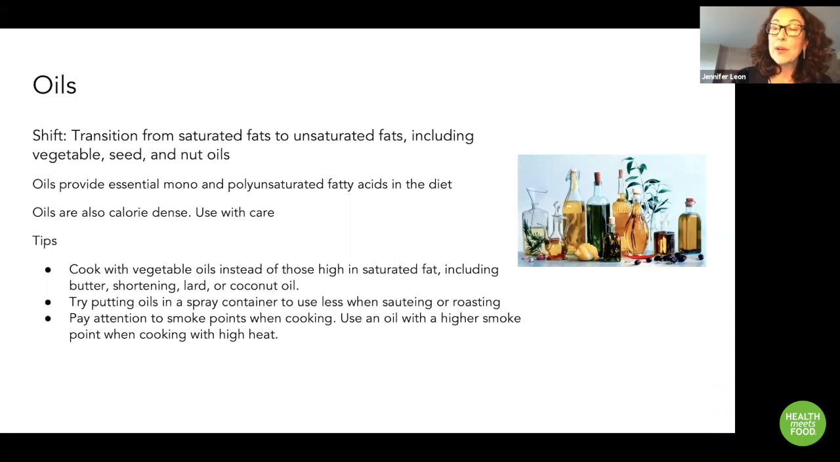Think about the smoke point when you're cooking, and if you're going to be cooking with high heat, make sure to use the oil that can handle that instead of one that might smoke at a lower heat.